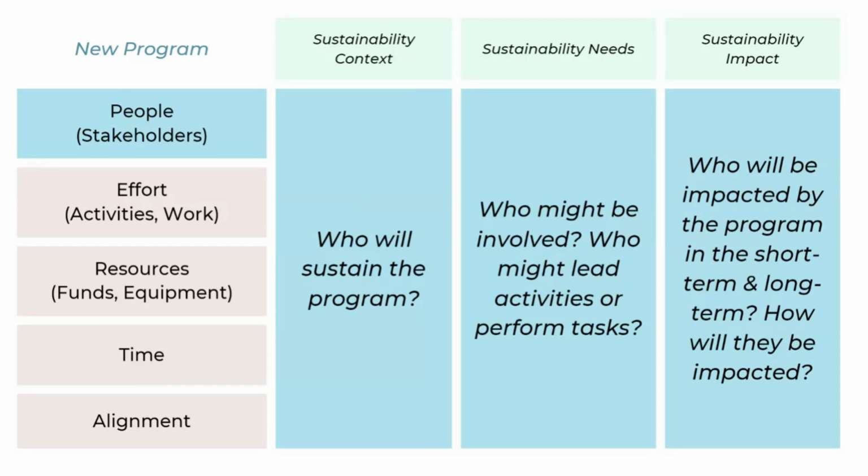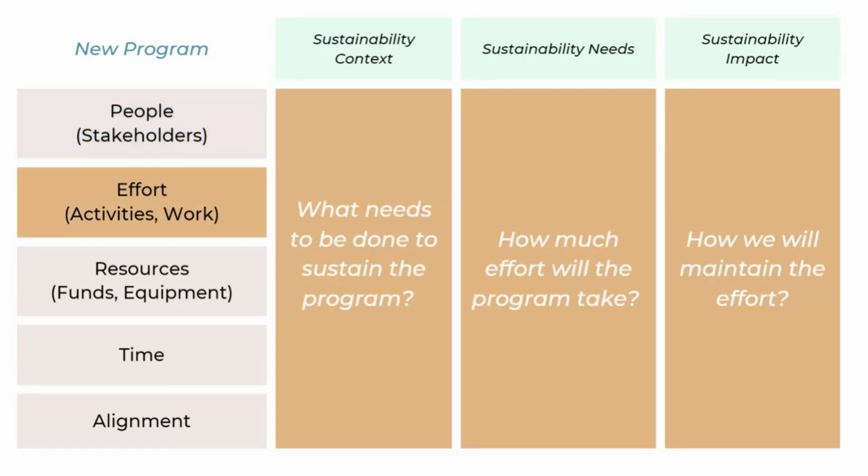For sustainability needs around people, we can consider who needs to be involved in the program, who might lead activities or perform tasks. And for impact, we can think about who will be impacted by the program in the short term and the long term, and how will they be impacted. For effort, we might ask what needs to be done to sustain this program. So how much effort is running this program going to take? How are we going to maintain that effort, maybe into a second or third or fourth year? Are there activities that have to happen to implement the program?